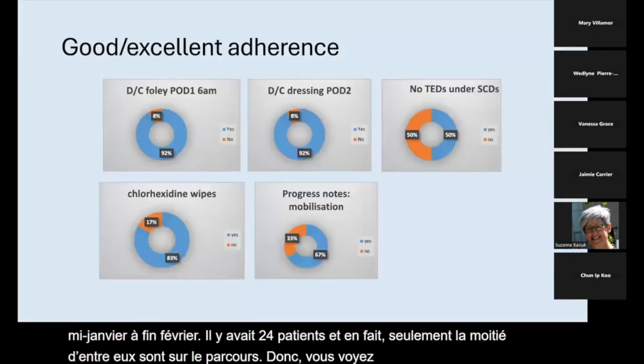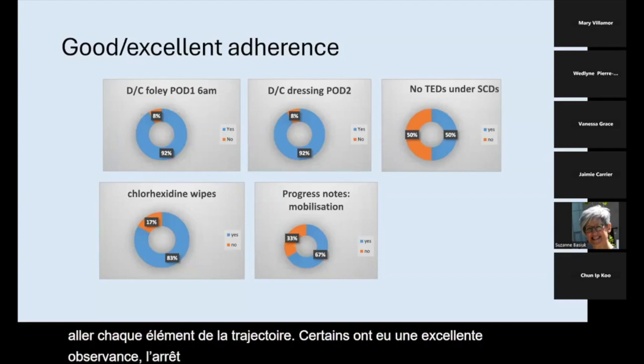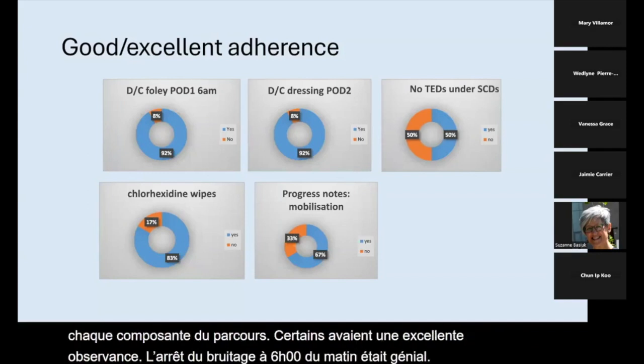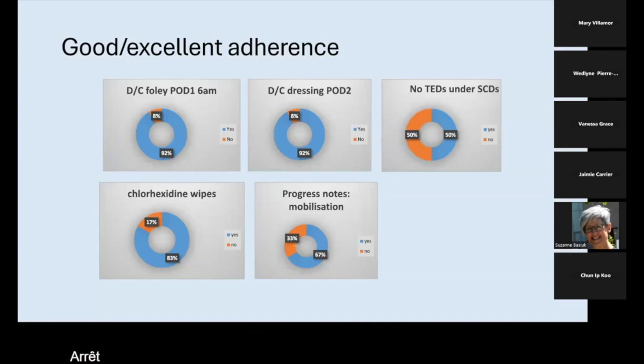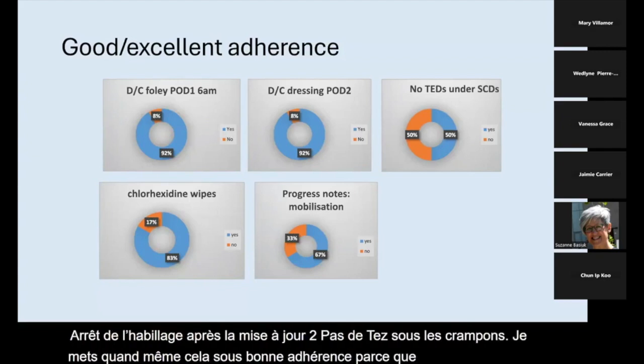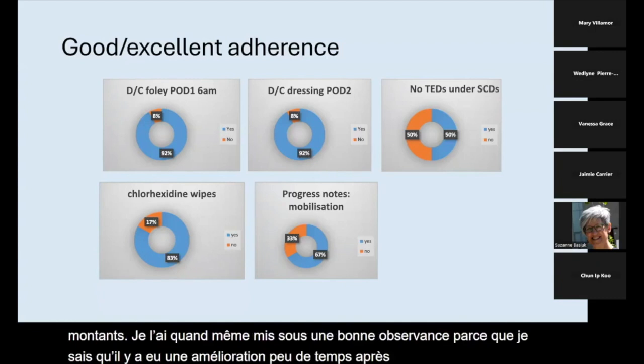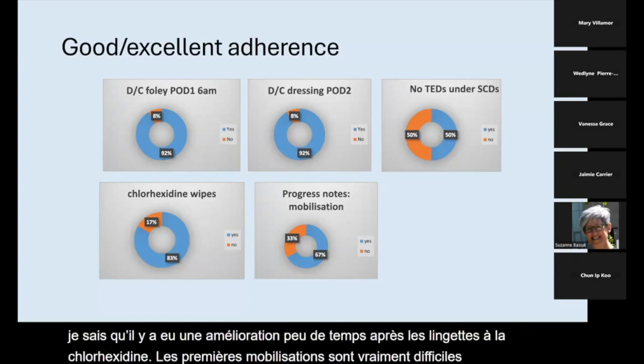So at each component in the pathway, some had excellent adherence. The discontinuation of Foley at 6 a.m. was great. Discontinuation of dressing post-op day 2, no TEDs under SCDs. I still put this under good adherence because I know there was an improvement soon after. The chlorhexidine wipes. Early mobilization is really tough to tell by chart audit, actually.